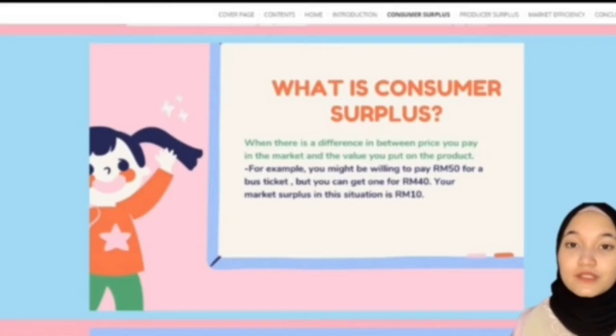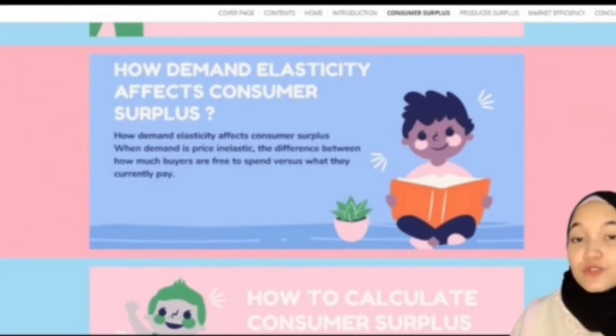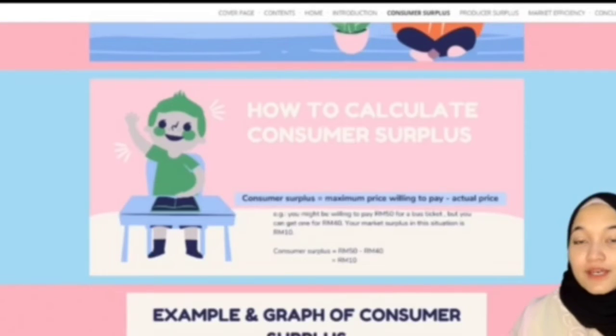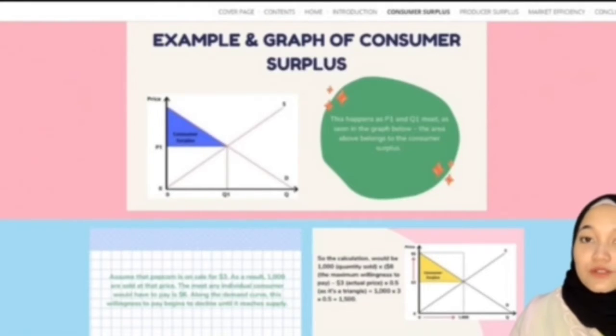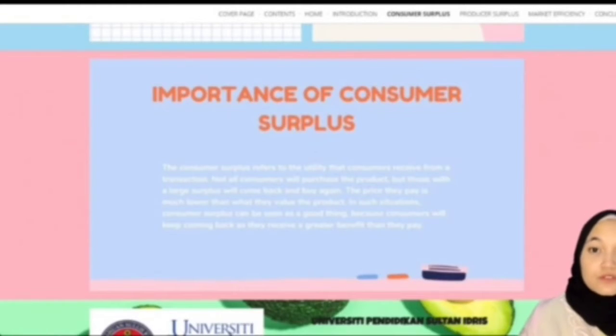What is consumer surplus? Consumer surplus happens when there is a difference between the price you pay and the value you put on the product. The next slide is where students can learn about how demand elasticity affects consumer surplus. Next, the calculation of the consumer surplus, which is the maximum price willing to pay minus actual price. Next, students can also look at the example and graph of consumer surplus. And lastly, the importance of consumer surplus.